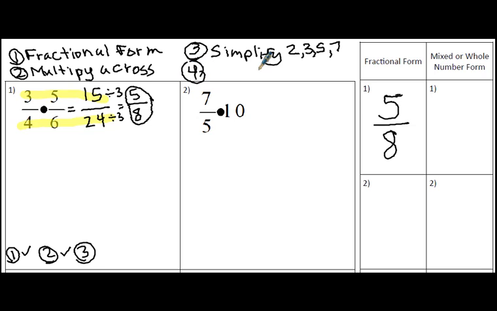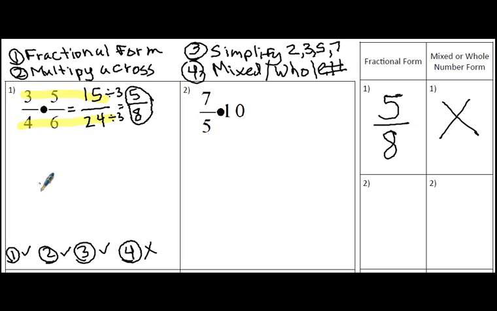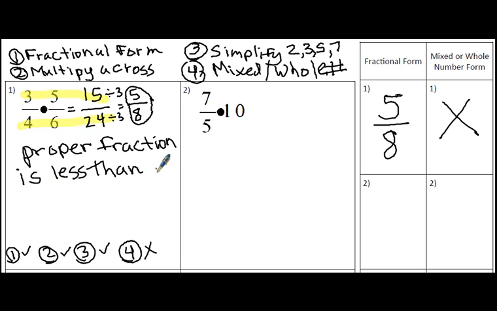Now that's one of our answers, but sometimes they want your final answer to be in a mixed or whole number form. So we're going to convert 5/8 to a mixed or whole number, but I can't. So there is no mixed or whole number form because 5/8, when the numerator is smaller than the denominator, is a proper fraction. So when you have a proper fraction, that proper fraction is less than 1 whole.